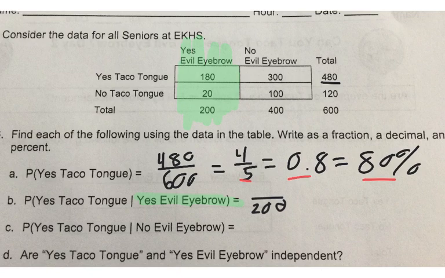And how many of those 200 said yes to taco tongue? 180. So that's 180 over 200, which is 9 over 10, which is 0.9 or 90%.